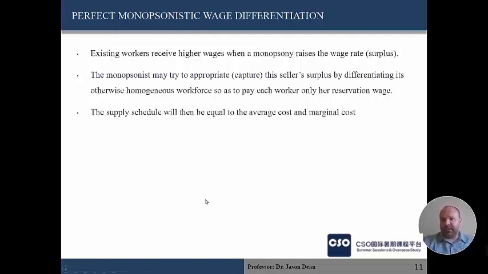That's only if they were able to determine what each person's reservation wage was and be able to maybe give them different job titles or something to disguise that it's actually a different job and really it's the same.